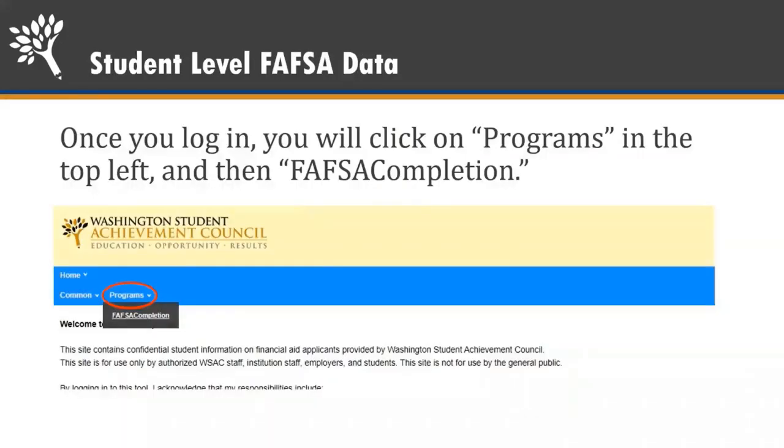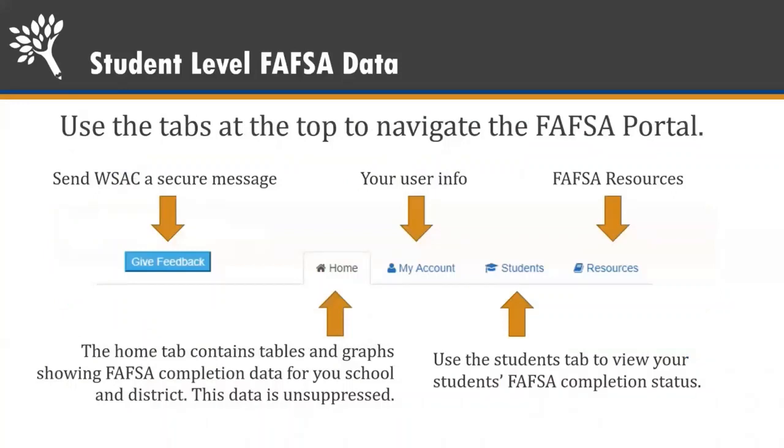Once you log in, you will click on Programs in the top left, and then you'll click on FAFSA Completion. You'll use the tabs at the top to navigate the FAFSA portal. The first tab, the Home tab, contains tables and graphs showing FAFSA completion data for your school and district. The data is unsuppressed. The next tab is My Account, and this will show your user information, which is the information that we have about you that we use to create your account.